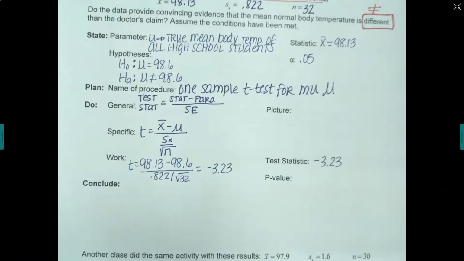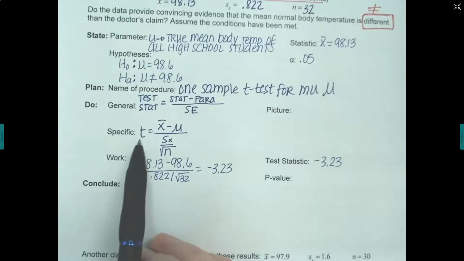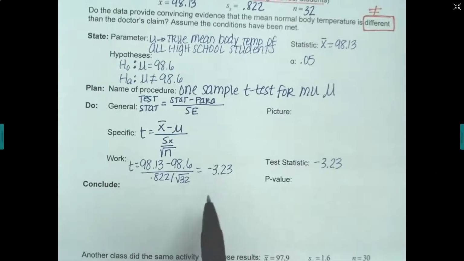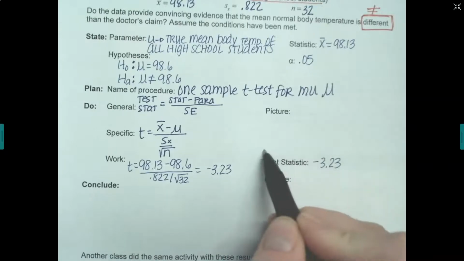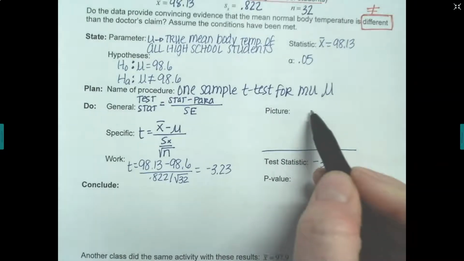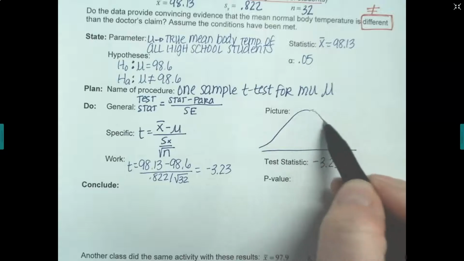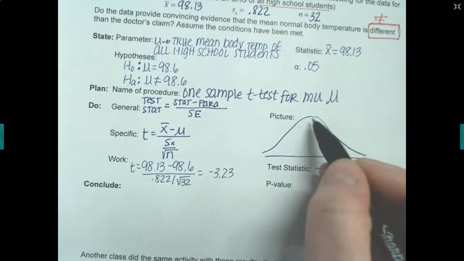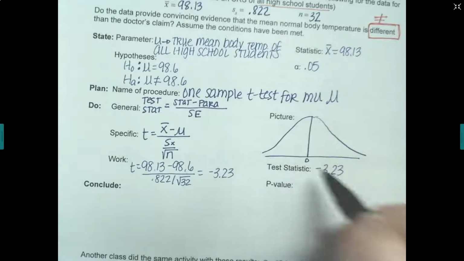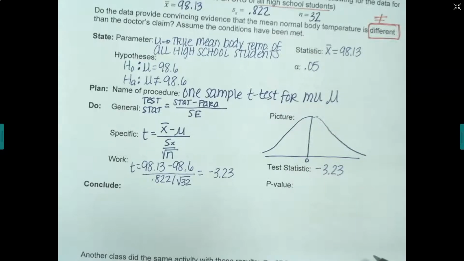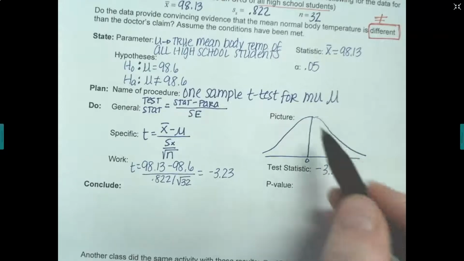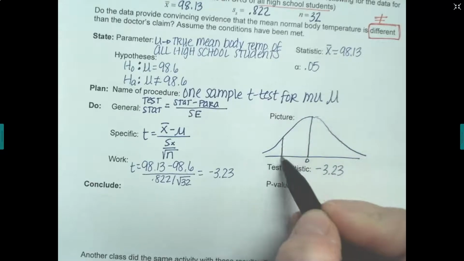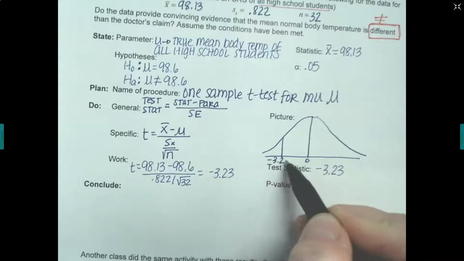All right, so let's take a look. We're going to draw our picture. Remember, we got a t-score, and our t-score is actually negative 3.23. So this is a t-distribution, not a normal curve. Because we standardized, our mean is going to be at 0, because whenever you get a standardized test statistic, you get a mean of 0 and a standard deviation of 1. And we got a test statistic of negative 3.23.